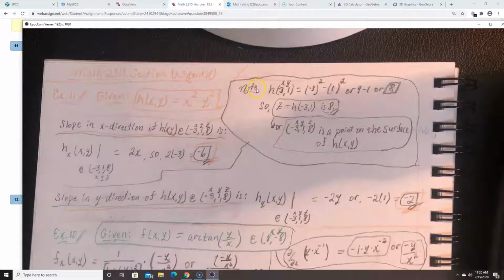I already told you about this. Note, at x value negative 3 and y 1, which is on the xy coordinate plane, you plug that into the two variable function, h of x, y, and you get a mapping value, a range value, a function value, a z value, which is that 8. So z equals h of negative 3 comma 1, which is 8. And so another way to say that is this three-dimensional coordinate point, negative 3, 1, 8, is a point on the surface of h of x, y.